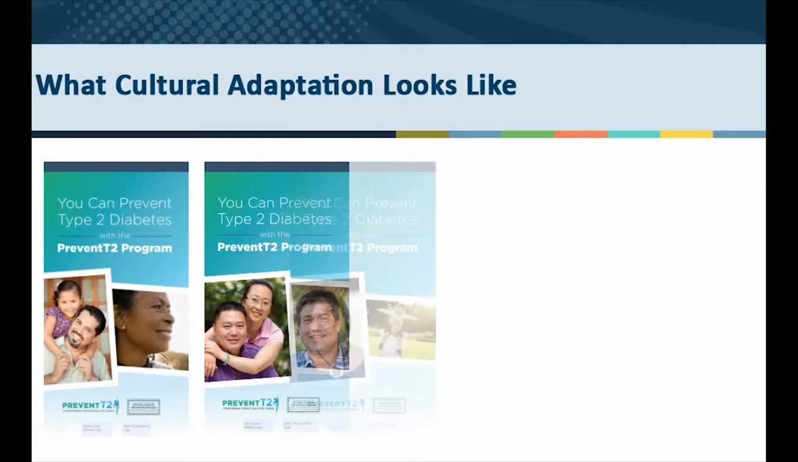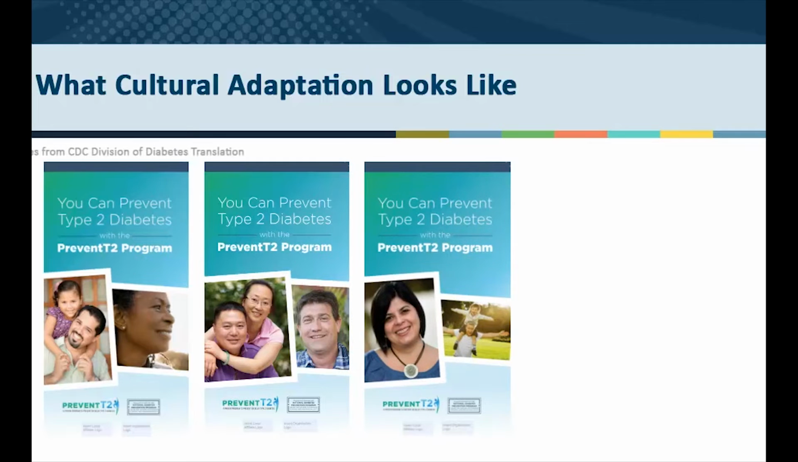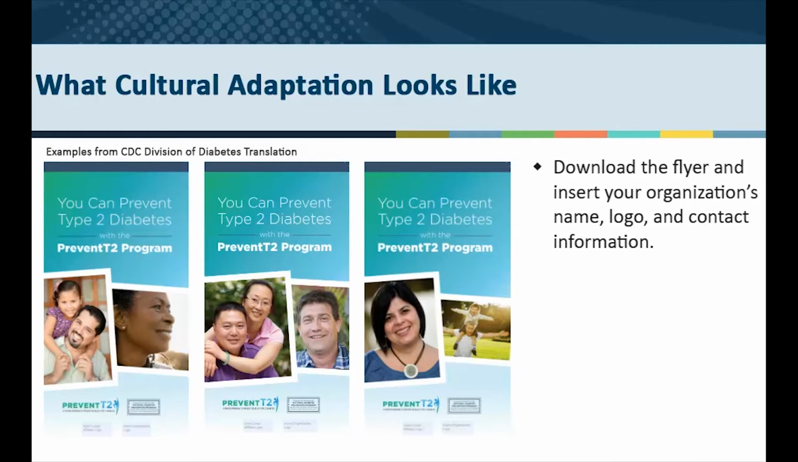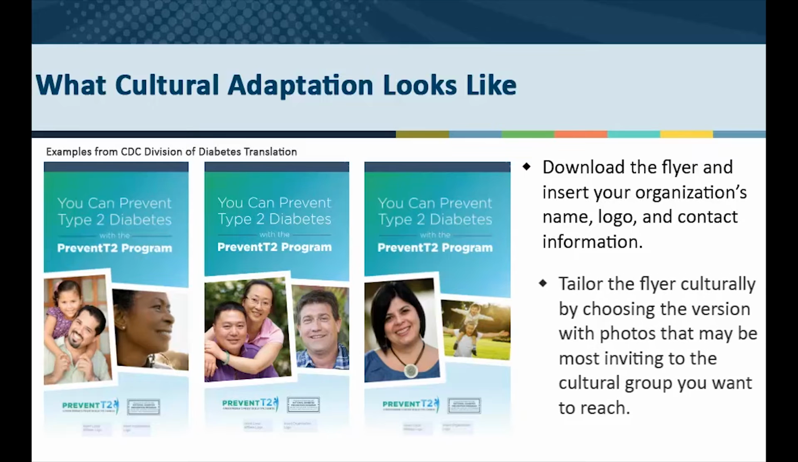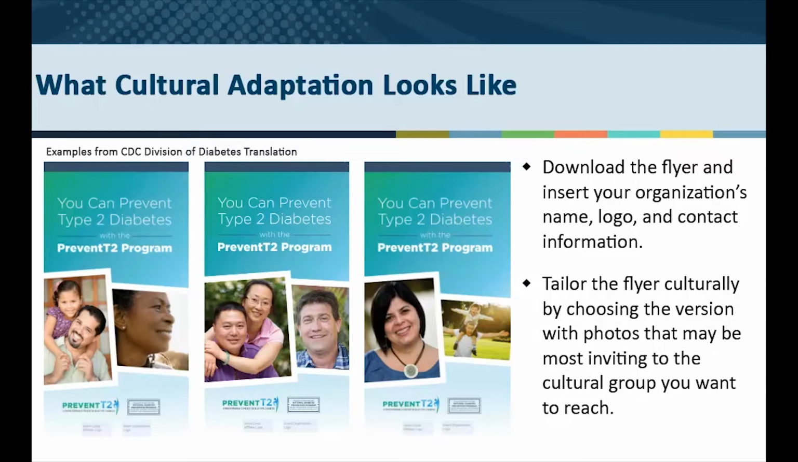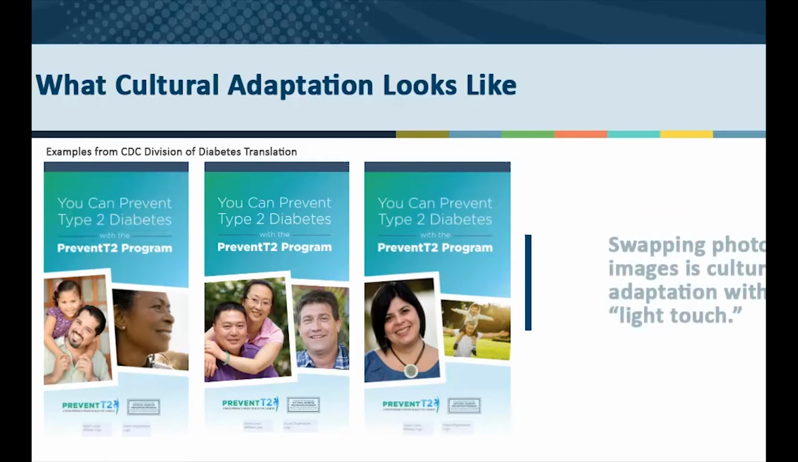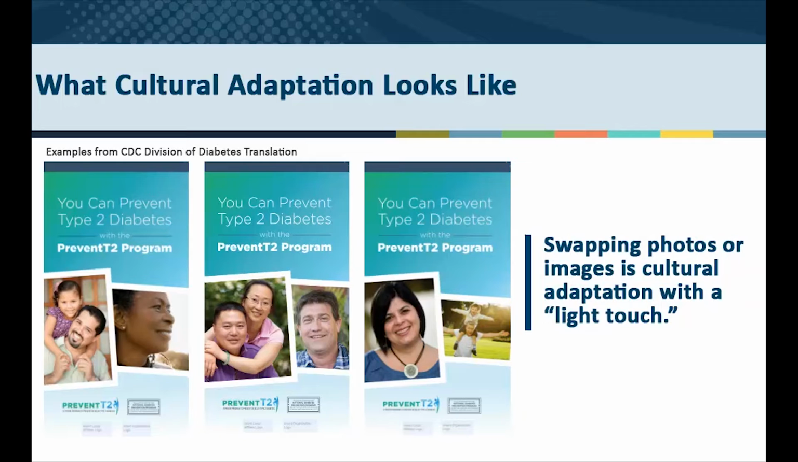The basic flyer on the Prevent T2 program is designed for local adaptation. Download it and insert your organization's name, logo, and contact information. You can also tailor the flyer culturally by choosing the version with photos that may be most inviting to the cultural group you want to reach. Swapping photos or images is cultural adaptation with a light touch. Everything else remains the same. The brochure offers the same facts about the program.